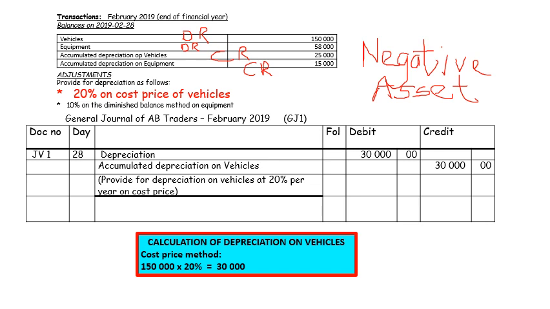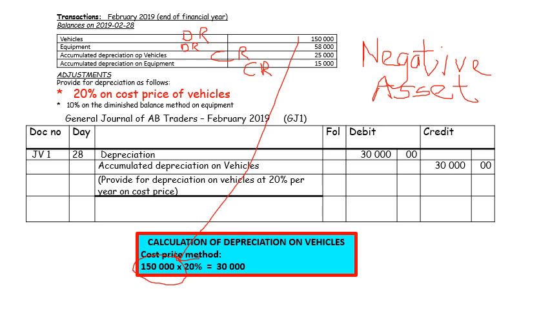20% per year on the cost price of vehicles. So let's do the calculation first. The cost price method says take the cost price. There's the cost price. How do I know it's the cost price? It was written over there. Times what was the rate? 20%. 20% for a year gives you 30,000.